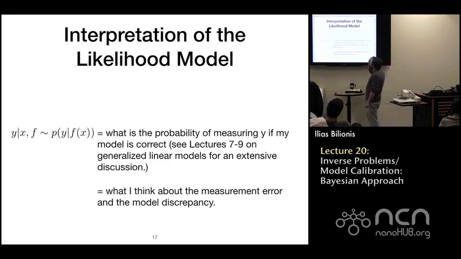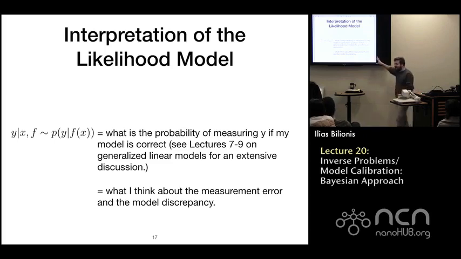Alright, so the likelihood, right? The likelihood tells us the probability that we observe a y if the parameters were x and our model is f. And of course we expect this likelihood to depend on f of x, because f of x is supposed to predict y, so we expect the likelihood to depend just on f of x and not on another x, like x prime, for example. So what is that? It is the probability of measuring y if my model is correct.